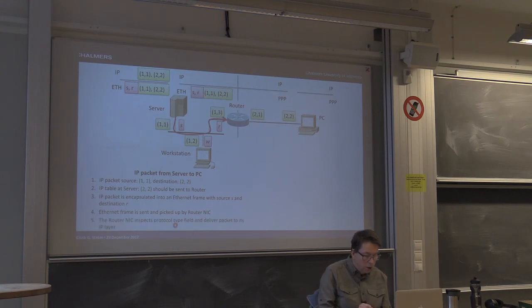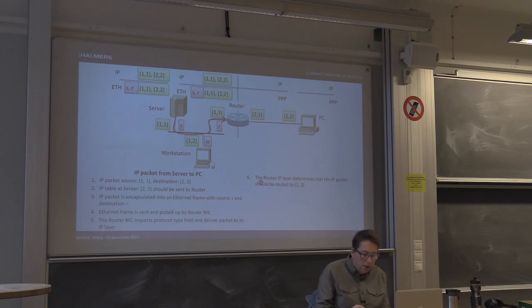It looks at the protocol field inside the header here and realizes this is an IP packet. So it should go to the IP layer, not to any other protocol layer which is above it. So it delivers it to the IP layer. Now the IP layer takes over. So it inspects then the destination address 2.2.